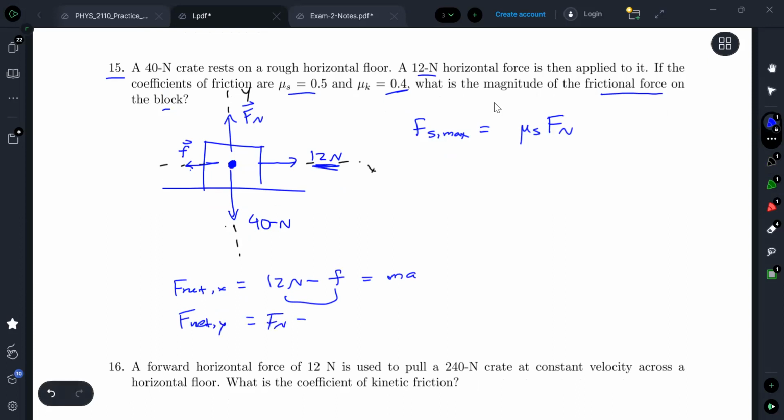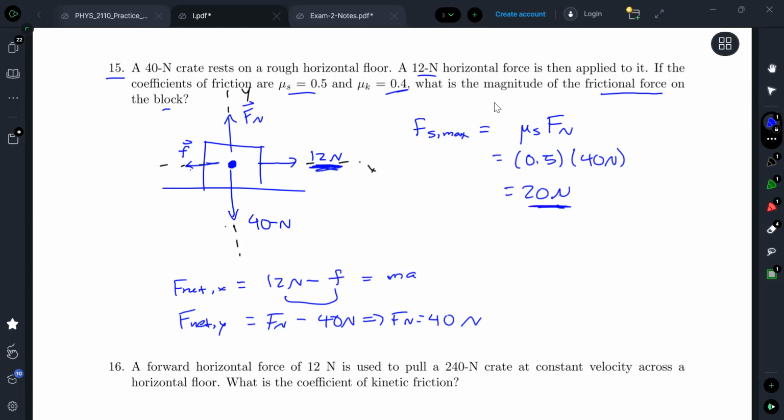In the y direction, normal force minus gravitational, which is 40 newtons. So normal force is 40 newtons. That's what we need up here. It's 0.5 times 40 newtons is 20. The maximum possible value that this static frictional force could be is 20 newtons. That's definitely enough to counteract a 12 Newton pull. And so our answer is not 20 newtons. That's the maximum value. Our answer is, what is the actual value of static friction here? And that's just what it needs to be to oppose this pull. Answer is 12 newtons.